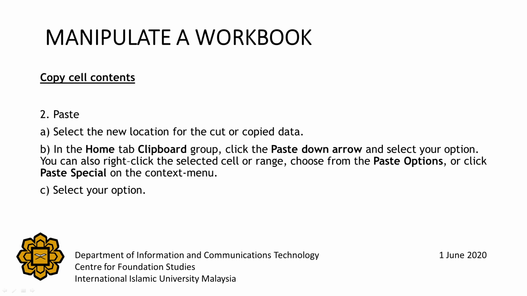You can select a new location for the cut or copied data, and then in the Home tab, Clipboard group, click the Paste down arrow and select your option. You can also right click the selected cell or range and then choose from the paste options, or click Paste Special on the context menu. And then you select your options.